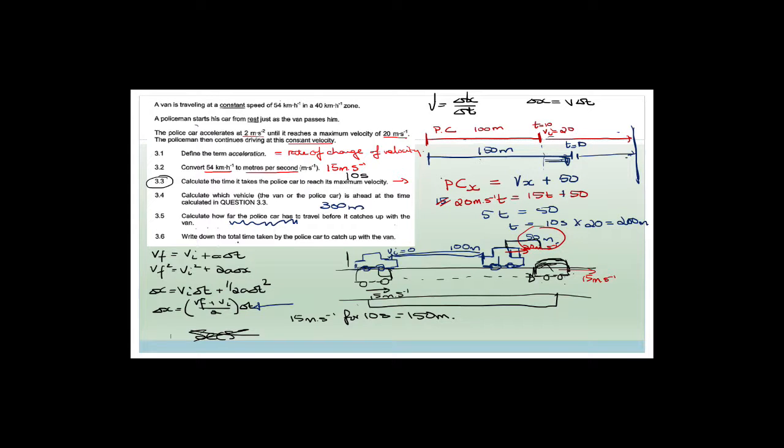And now it says write down the total time taken by the police car to catch the van. It'll be 20 seconds. It's the first 10 seconds to speed up, and then the next 10 seconds to catch him up. So it took him 20 seconds, which isn't a lot of time. Just let me check if there's anything.